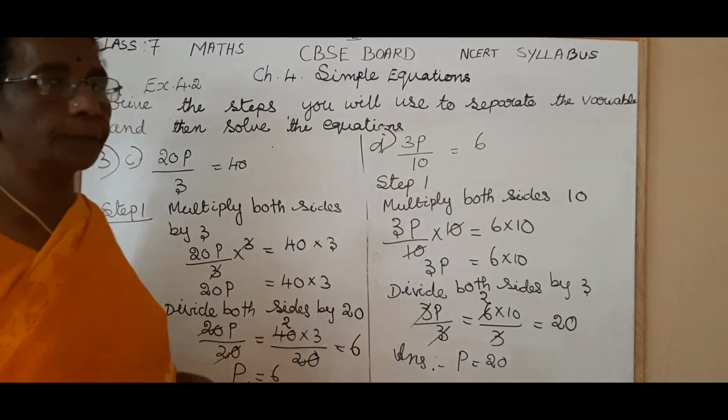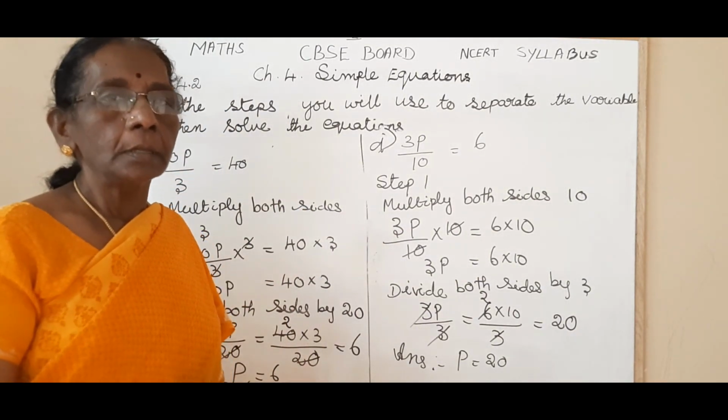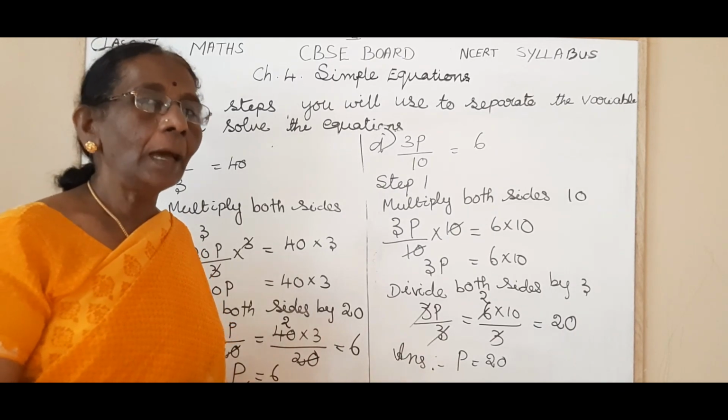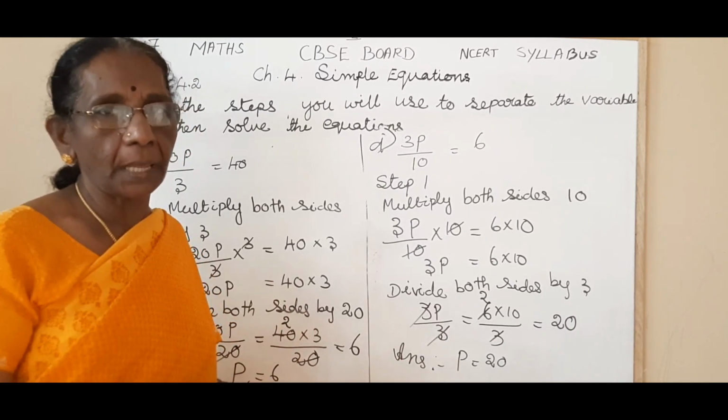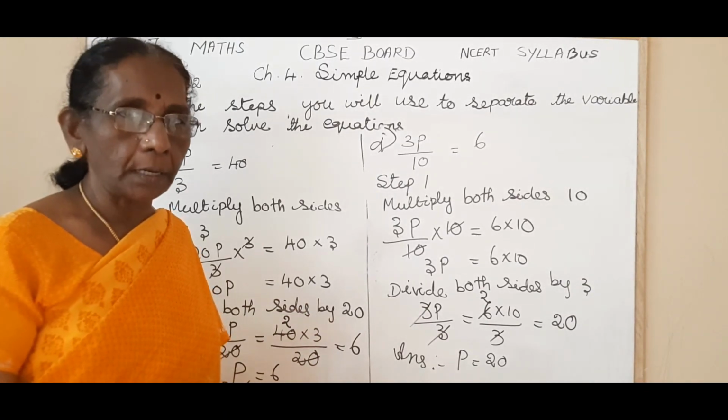So here in this question we have done two operations to eliminate the constants from the left hand side, to separate the variables from the constants. I think you might have understood.